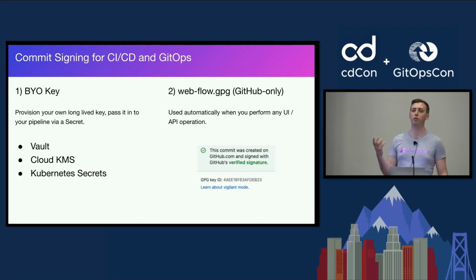GitHub has this special key called webflow.gpg that you may or may not know about. Whenever you do any sort of API operation or UI operation, when you hit that squash button in the UI, it will actually sign your commit data with its own key. It can't use your private key because GitHub shouldn't have access to your private key. So what they do instead is they authorize you and say, okay, you're signed into GitHub, we know who you are. We're going to sign it with our own key so you have that verified check mark and that signature attached to your commits.